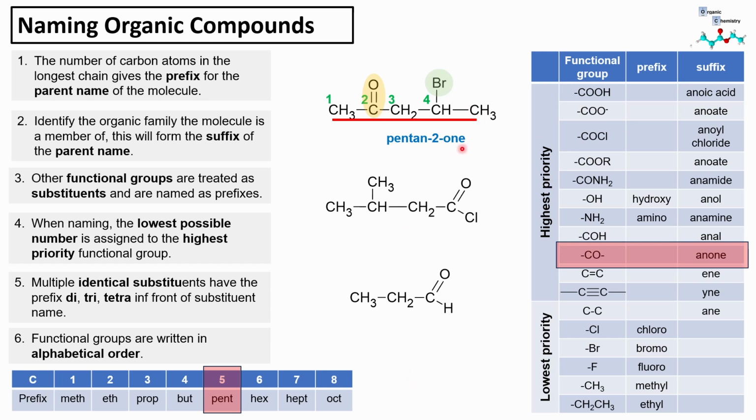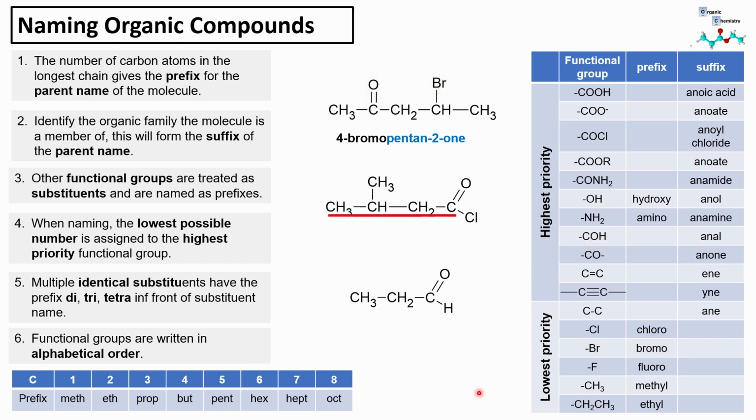Okay, so this is the parent name, but now I also need to identify the bromo functional group coming off. It's coming off number 4, so this is going to be called 4-bromopentan-2-one. And let's look at the next molecule. So the next molecule has in its longest chain 4 carbons, 1, 2, 3, 4.